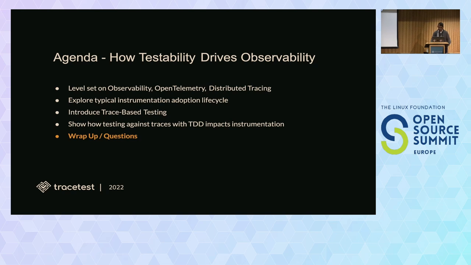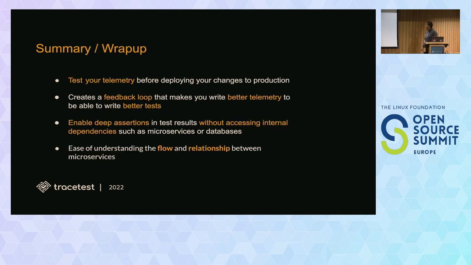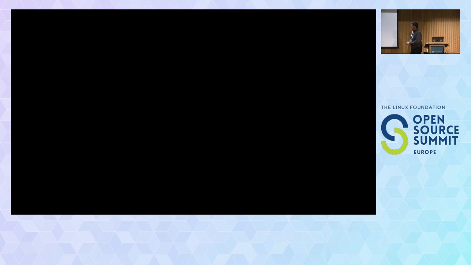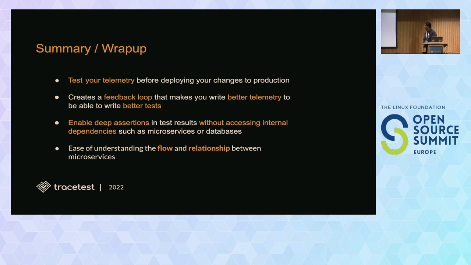So I wanted to kind of do a little wrap up. We said some of the benefits are it helps you test your telemetry before deploying your changes to production, which we just saw that it did. It creates a feedback loop to help you make better telemetry in your system. If we base our test on it, we're going to have the valuable information in our trace. I like trace-based testing for it. It enables you to make deep assertions without having a lot of connection information to the backend databases, different logins, different security keys, et cetera. You just need the trace.